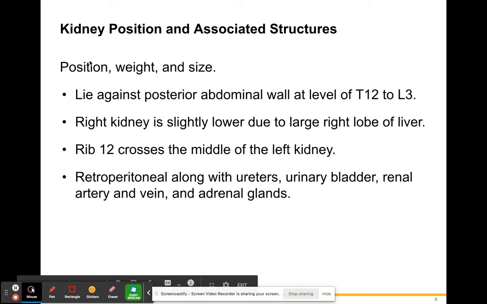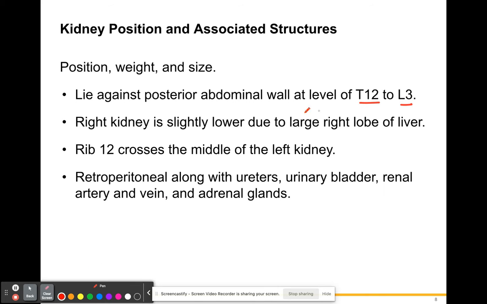So the kidneys. Kidneys are the major organ of the urinary system. They lie against the posterior abdominal wall around thoracic vertebrae 12 or lumbar vertebrae 3. So it's not exactly all in your lower back. It's more in your mid-back area.